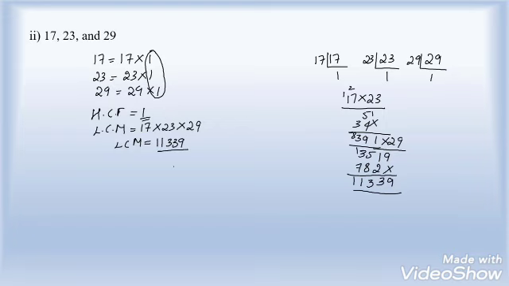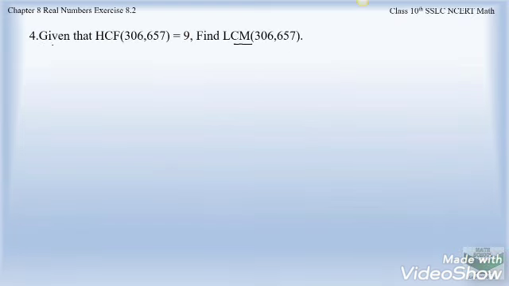Now moving ahead to the next question. So let us start with question number 4, which says, given that HCF of 306 and 657 is equal to 9, find the LCM of 306 and 657.